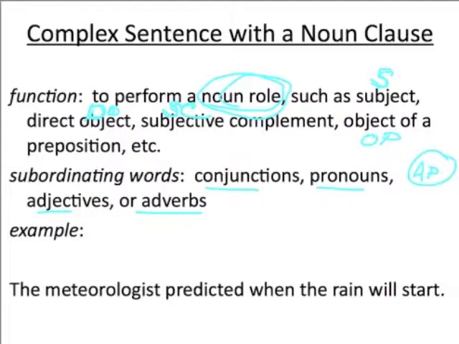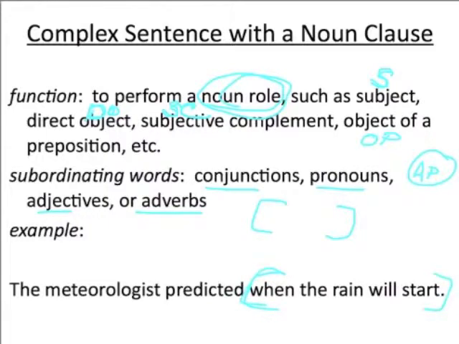It's important that you can recognize the boundaries of the noun clause, like where you would put the brackets, and that you can identify what noun task that clause is performing. So here's an example. The meteorologist predicted when the rain will start. When the rain will start. Do you see that this is our noun clause right here? When the rain will start.